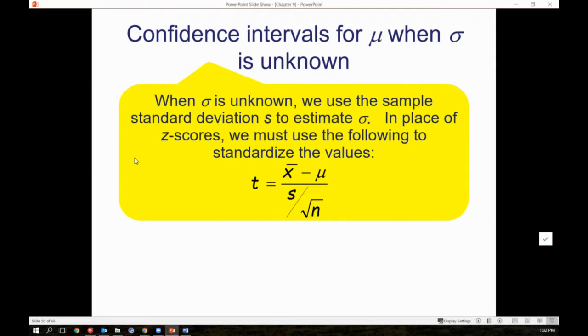Any others? T, with a line over it. Don't forget the S in there. So T is our x bar minus mu divided by our standard deviation, that's divided by the square root of n.